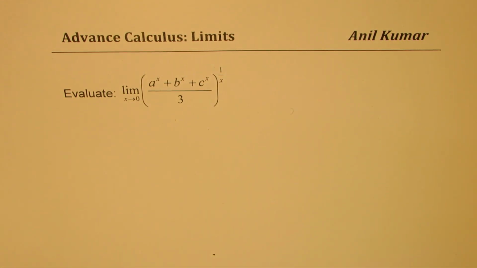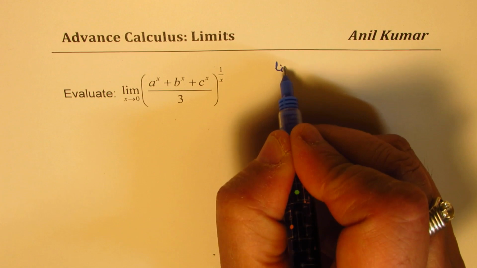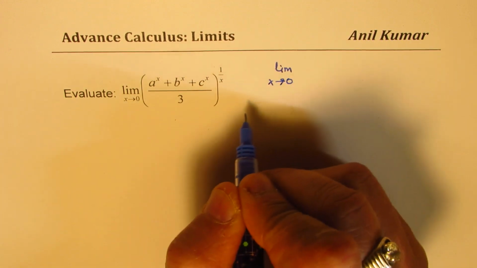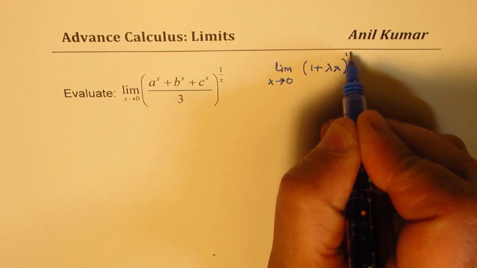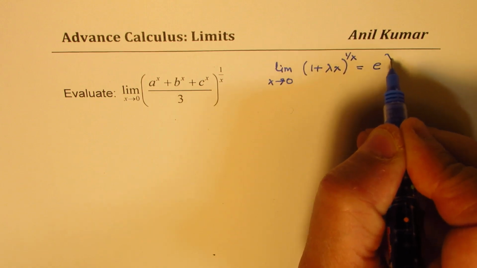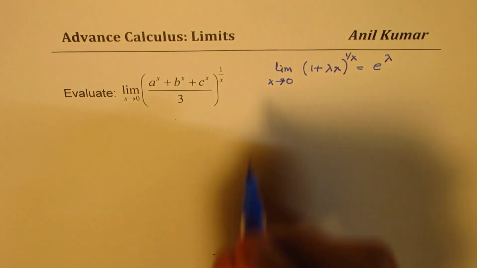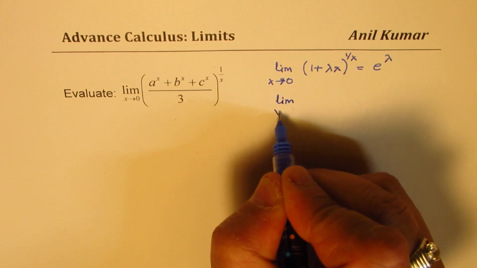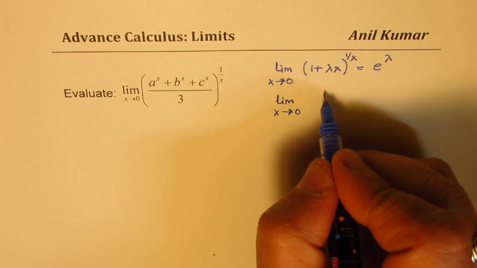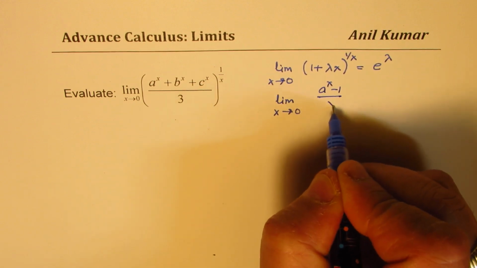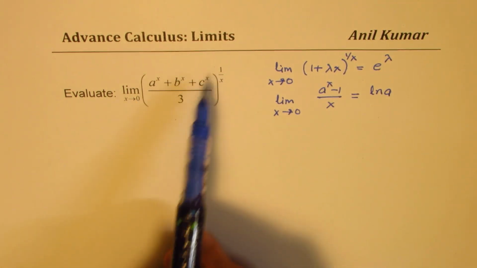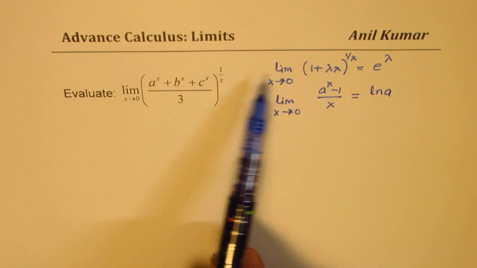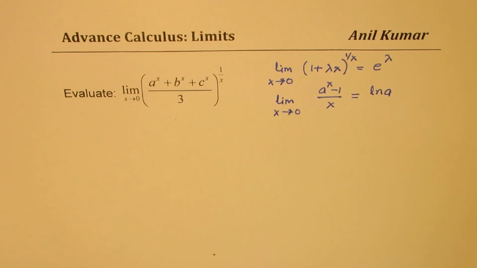So let me first share with you the results which we are going to use in order. One is, we know that the limit when x approaches 0 for (1 plus lambda x) to the power of 1 over x is equal to e to the power of lambda. And also, we are going to use the result of the limit as x approaches 0 for (a to the power of x minus 1) over x is equal to ln a, right? From this question, it is kind of obvious, right? So these two results will apply to the given question.